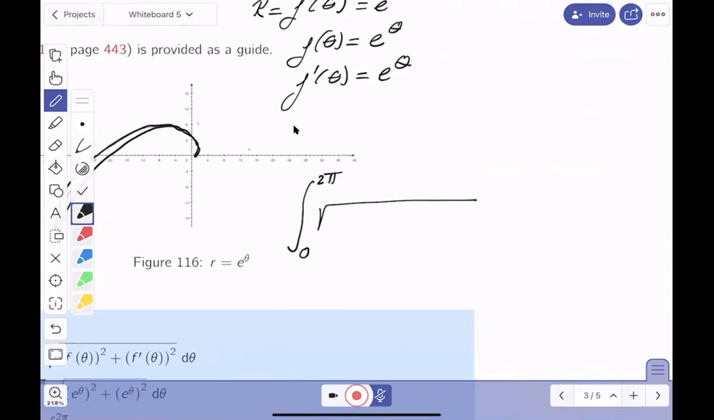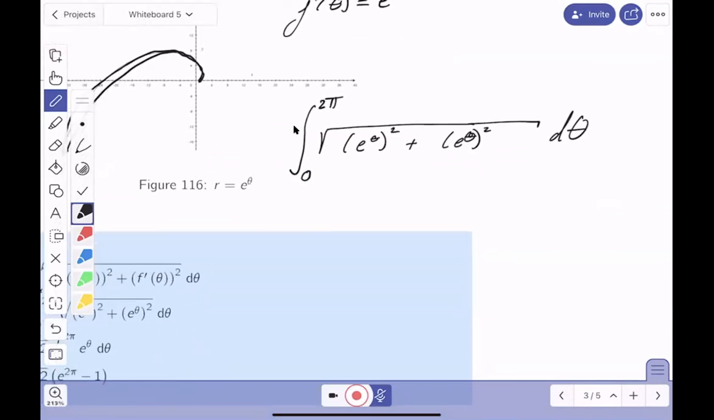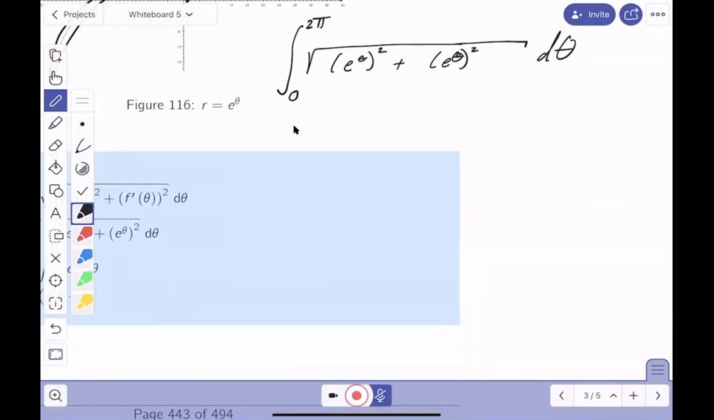And what do you get there? Well, it's going to be f of theta squared, which is e to the theta squared. I'm using the arc length formula, plus the derivative squared, which is e to the theta squared. That's a theta, by the way. All right. I hope they didn't give me something I couldn't integrate. I think I'm going to try this out. And that's going to be e to the 2 theta plus e to the 2 theta, which is 2 e to the 2 theta.